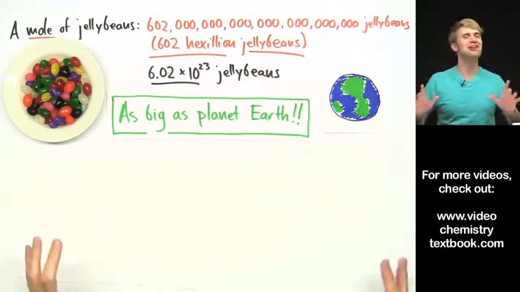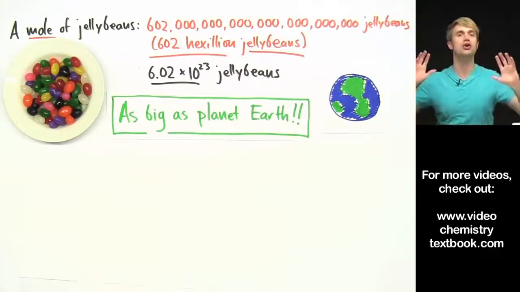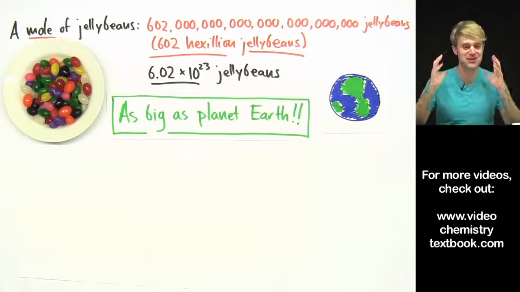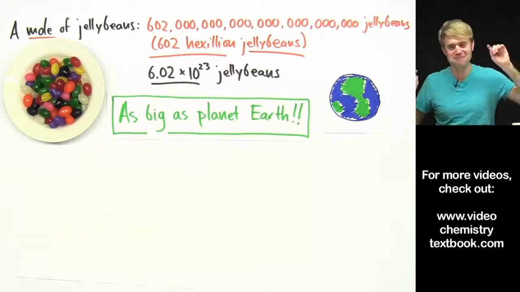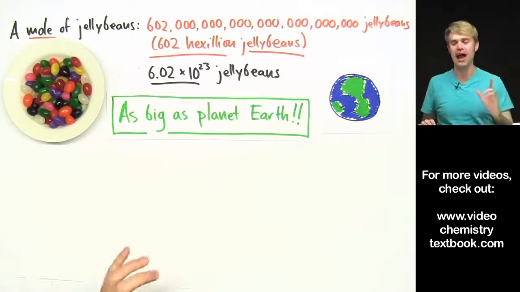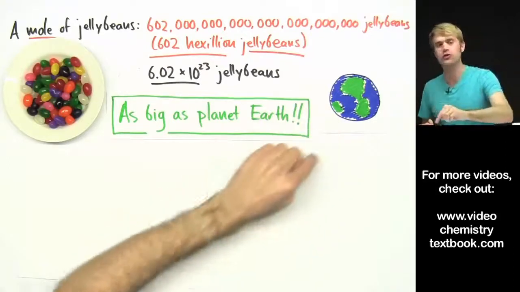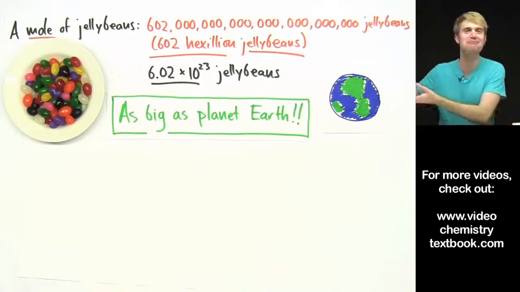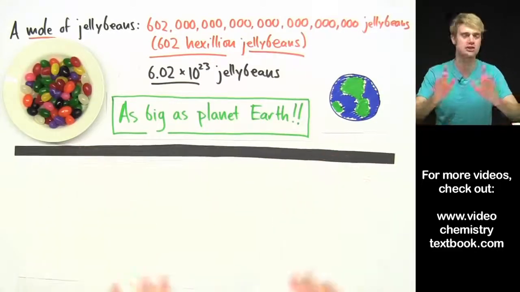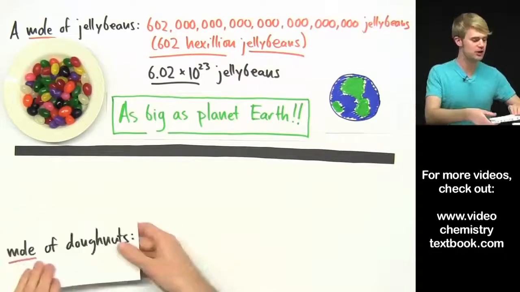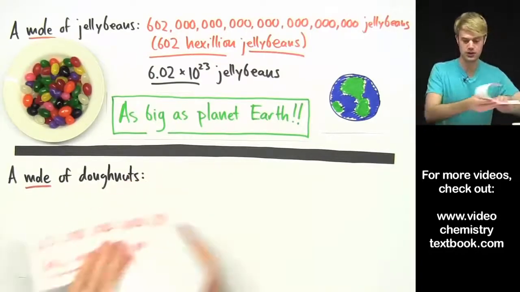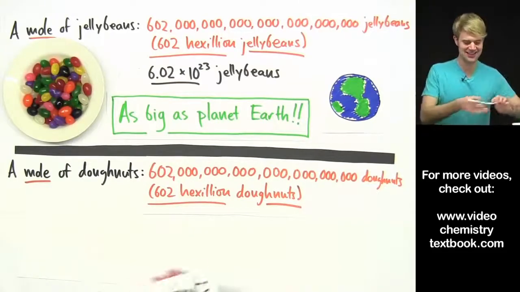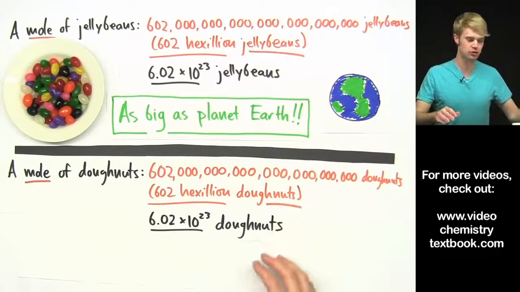Think about how many jelly beans it would be if every building in your town was made only of jelly beans, okay? Like, that would be a ton. Now, imagine how many jelly beans you'd have if the entire Earth were made of nothing but jelly beans. And that is how big a mole of something would be. Now, we could also have a mole of donuts, which would be 602 hexillion donuts, 6.02 times 10 to the 23rd donuts.